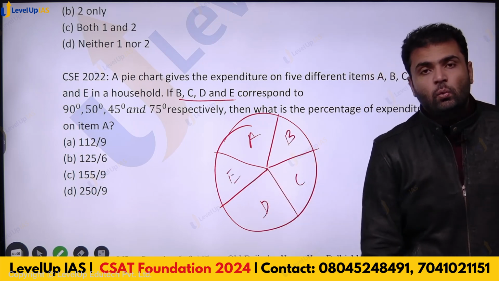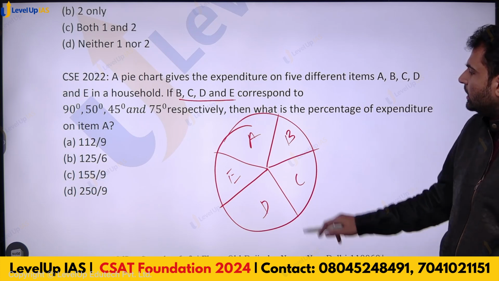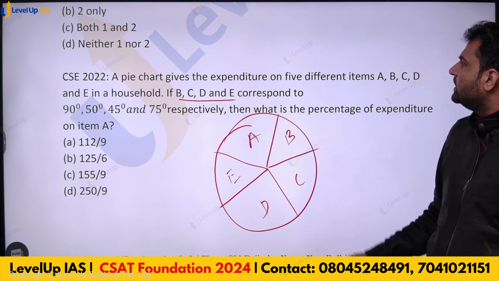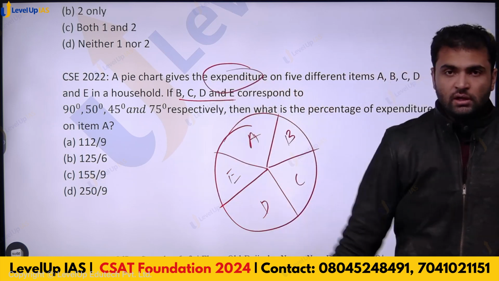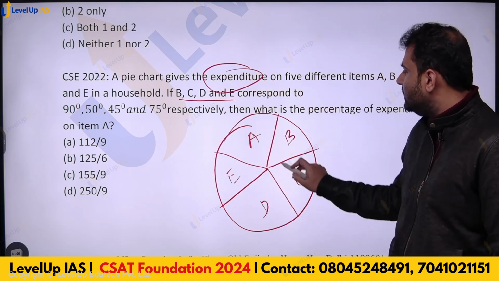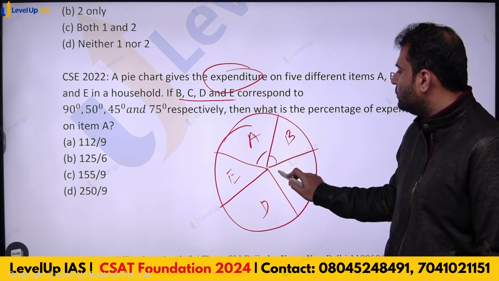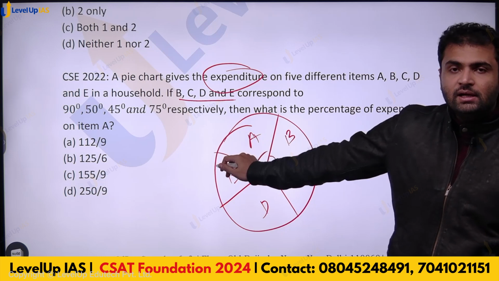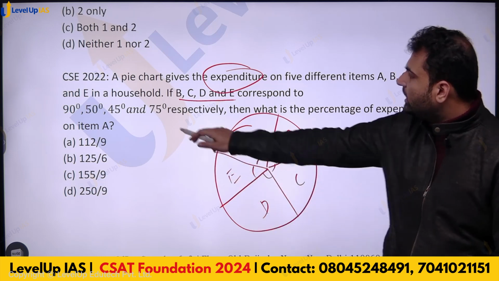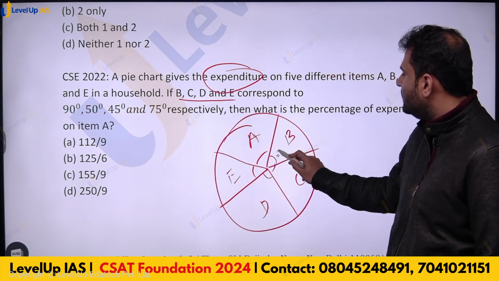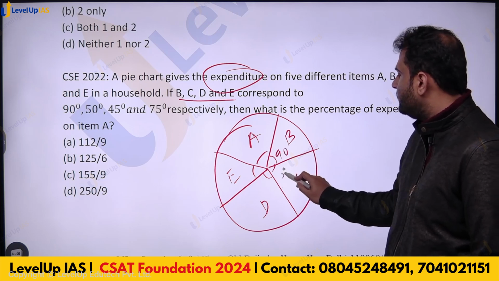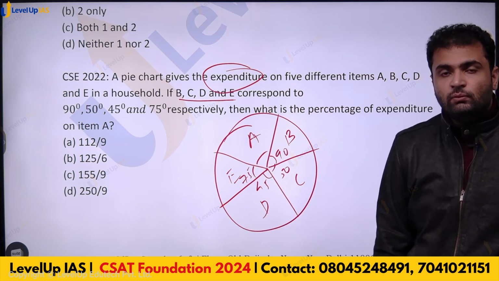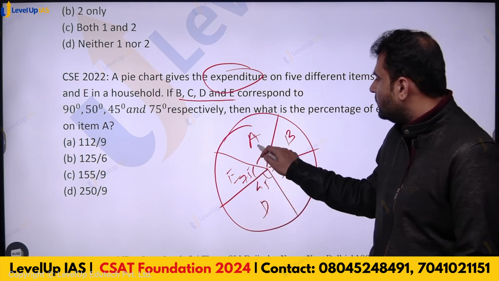Okay. Now what we know from our knowledge of geometry is that the weight of each of these A, B, C, D, E here, the weight is expenditure. Expenditure on A, B, C, D, E is proportionate to the angle subtended by these sectors at the center. And we are given that B, C, D, E are 90, 50, 45 and 75. And we are asked what is the percentage that is spent on A.